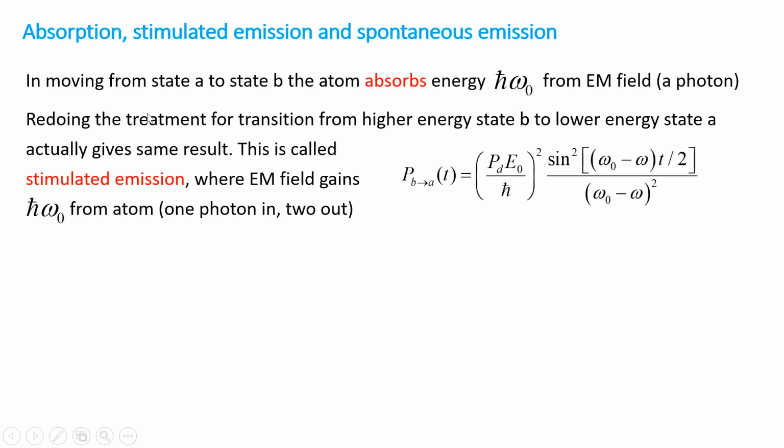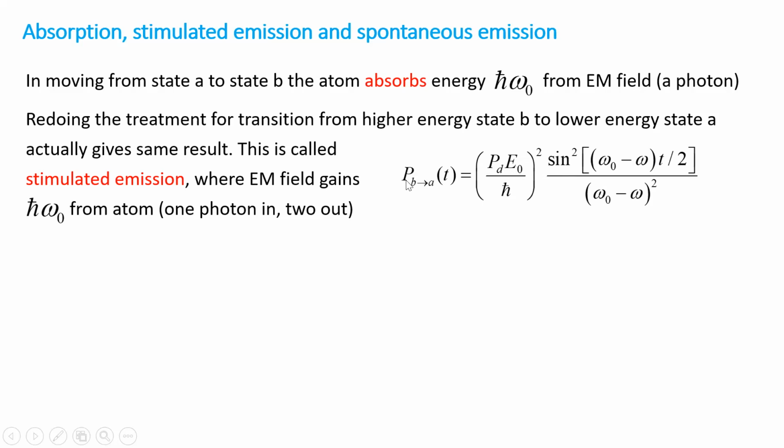It turns out if we redo the same treatment, which we've been talking about, from A to B, to go from the higher energy state B to the lower energy state A, we actually, really interestingly, get the same result. And this is called stimulated emission. So here's the same result. P from the upper energy state B to the lower energy state A is exactly the same expression as we had on the previous slide, okay?